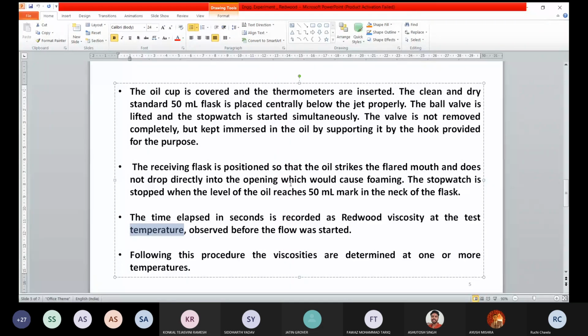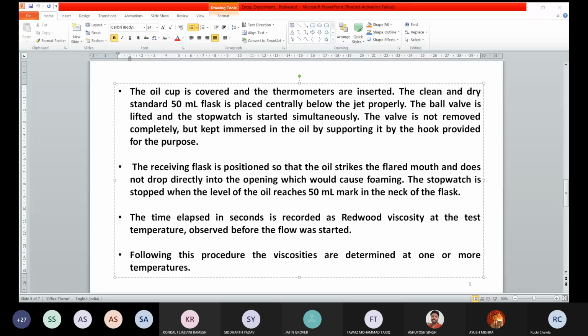So this is the procedure that you have to follow. I have explained it in detail, in fact, before these points itself. So is it clear how you have to perform the experiment? Yes, ma'am. Okay.